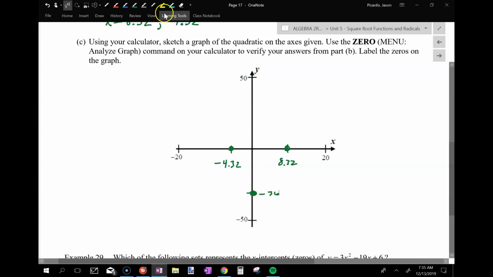And this just said to what? Sketch a graph. Use the 0 function. We don't really need that. We have our 2 points, and we can just create our sketch. And there it is.